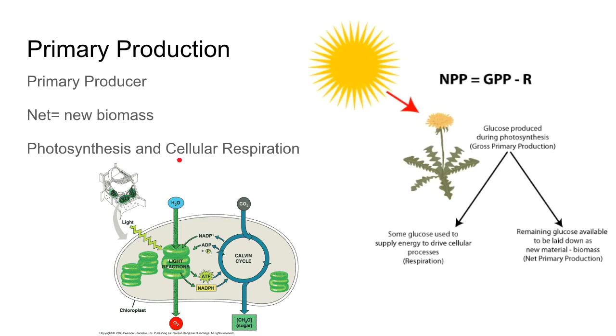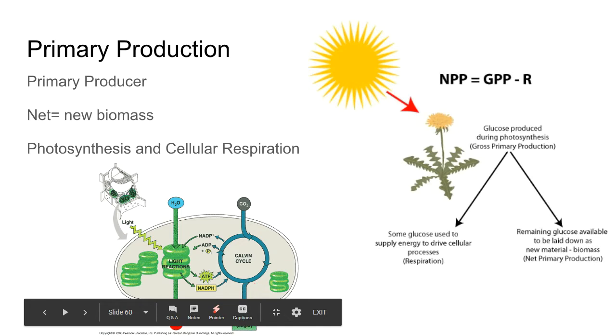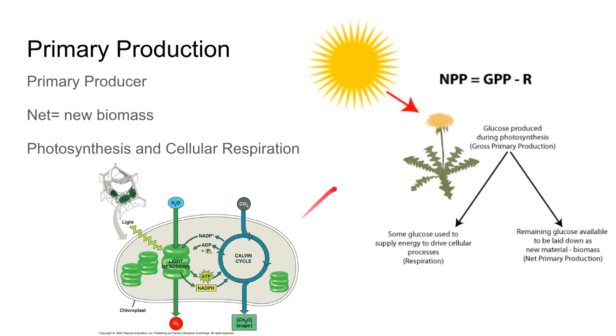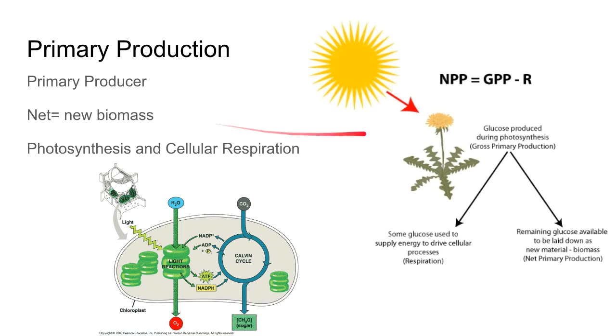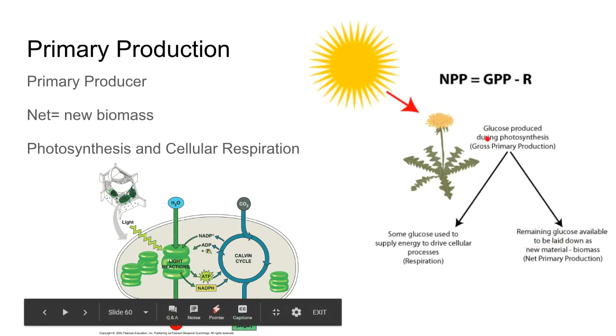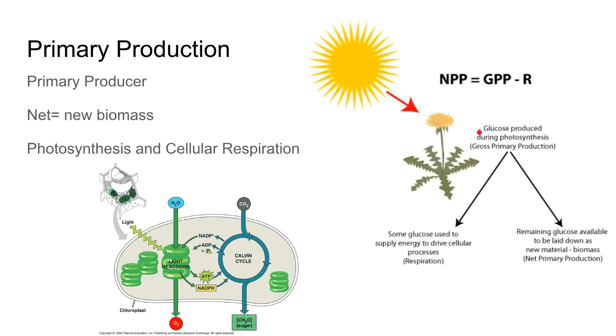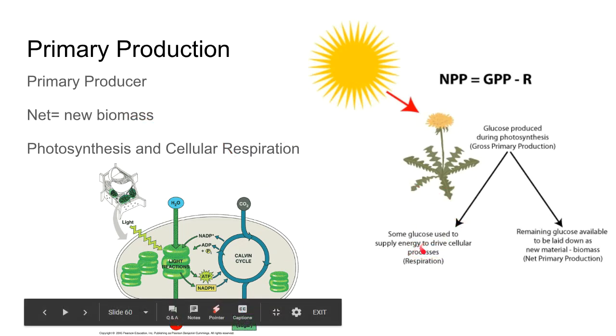Now, we have photosynthesis and cellular respiration taking place. So again, we are building up these organic compounds, these sugars, through the chloroplast within plants. However, not all of that sugar that's made goes directly into the biomass of the plant because some of that glucose is being used by the plant for its own respiration. So gross primary production is all of the glucose produced, but net primary production is what's left over after the plant has used the glucose for its own respiration.